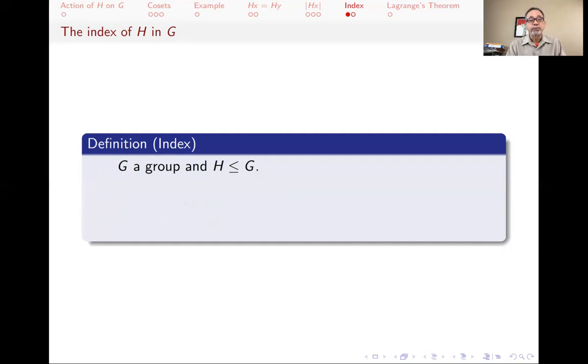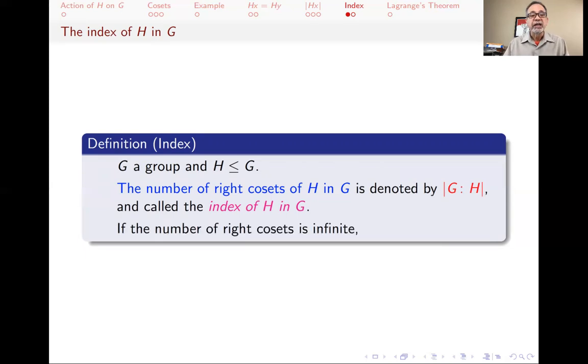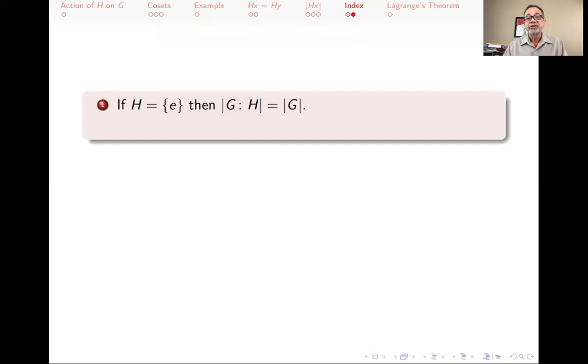So if G is a group and H is a subgroup of G, the number of right cosets is called the index of H in G and is denoted by this notation, |G : H|. Always read this as the index of H in G. The index of H in G is the number of right cosets of H in G. Now, if the number of right cosets is infinite, and it could be, then we say that the index is infinite. If the subgroup, for example, is the trivial subgroup, the identity, then the index is all of G.